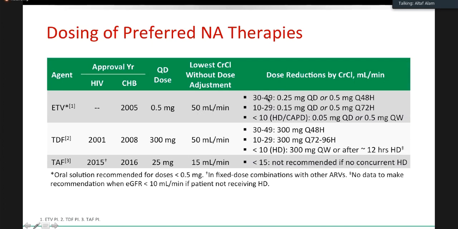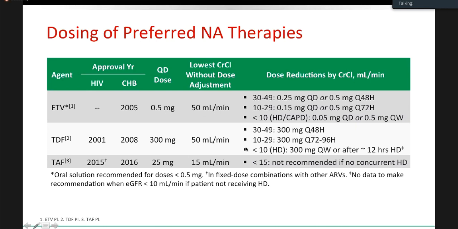So simple formula. How do you do that? 30 to 49, one tablet of either entecavir or TDF every other day. 10 to 29, one tablet of entecavir or TDF every third day.